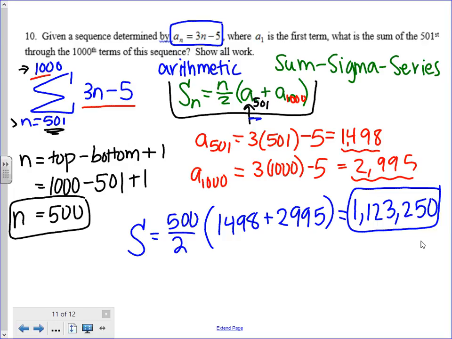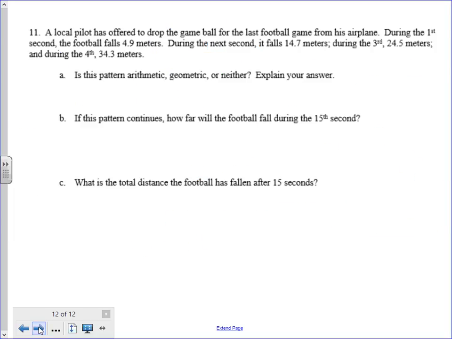Finally, let's finish out with an application problem. A local pilot offers to drop the game ball for the last football game from his airplane, so up in the sky. During the first second, the football falls 4.9 meters. During the second second, it falls 14.7 meters. During the third second, 24.5 meters. And during the fourth second, 34.3 meters. First thing I want to know, is this pattern arithmetic, geometric, or neither?